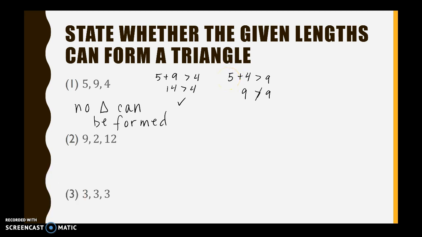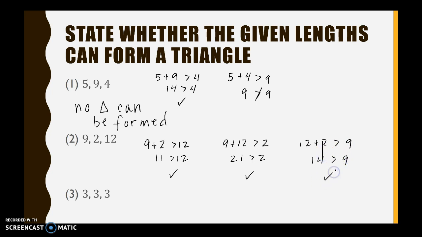Okay, next, 9, 2, and 12. So 9 plus 2, is that bigger than 12? 9 plus 2 is 11. Okay, that works. 9 plus 12, is that bigger than 2? Definitely. Okay, 21 is bigger than 2. That one works. And now lastly, is 12 plus 2 bigger than 9? So 12 plus 2 is 14, and that's bigger than 9. So can 9, 2, and 12 be the sides of a triangle? The answer to this is yes.